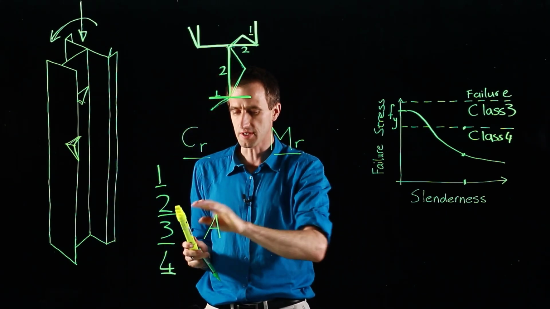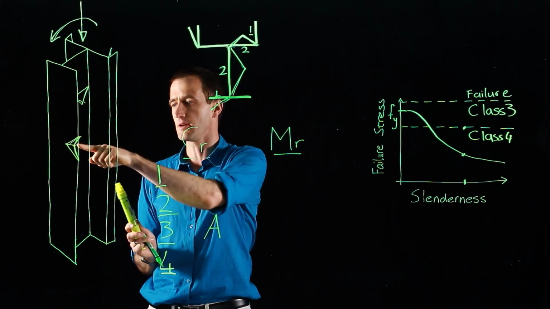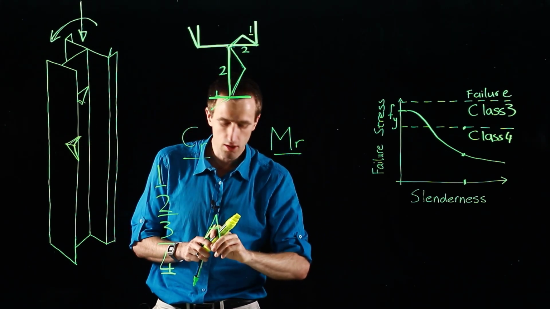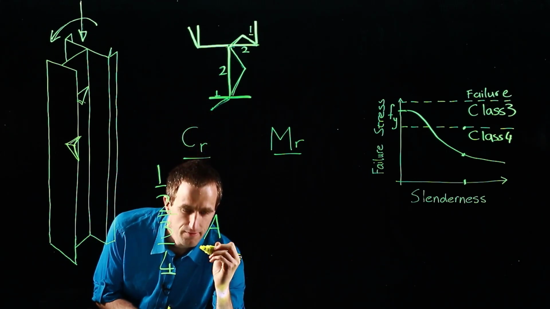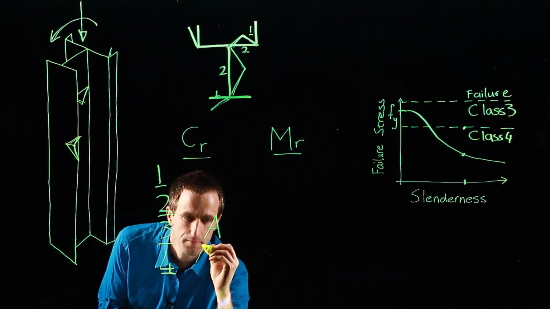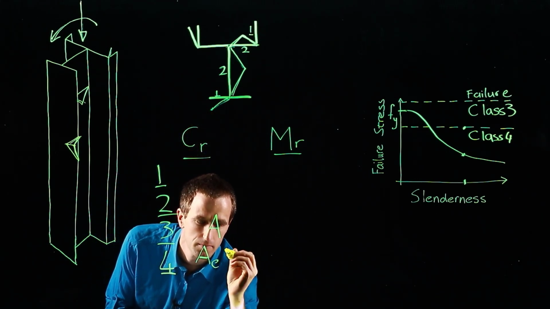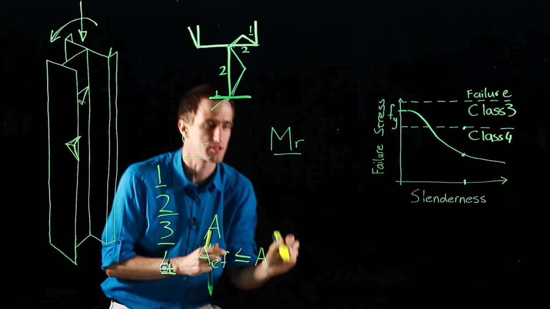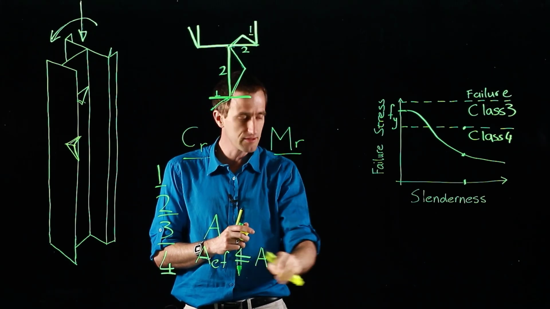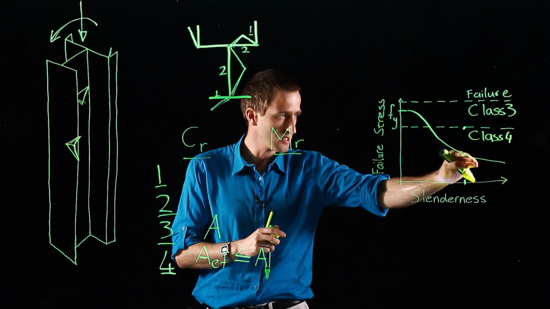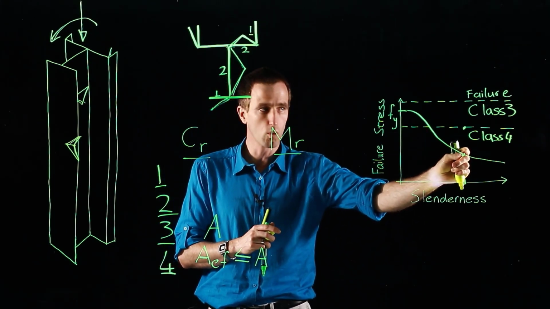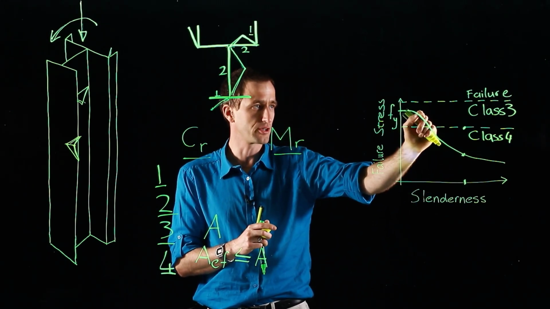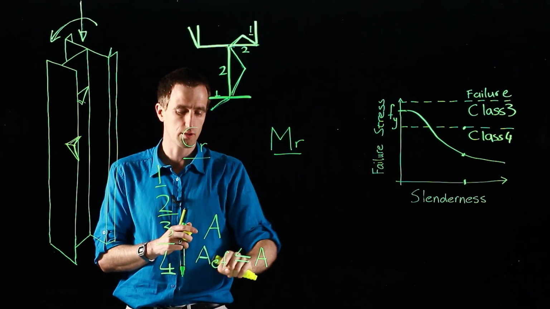So we just use the entire area. We don't lose any area because of local buckling. But then class 4, we have an effective area, and this is less than or equal to our gross cross-sectional area. Because remember, either it will be okay, and then we use the total area, or local buckling occurs, and then we have to reduce our cross-sectional area.